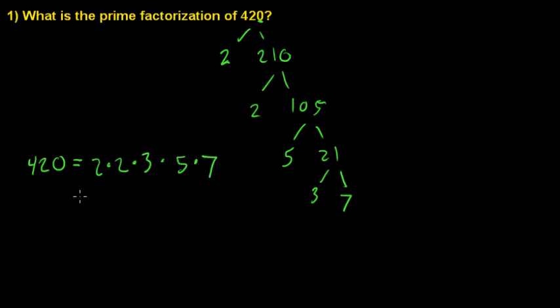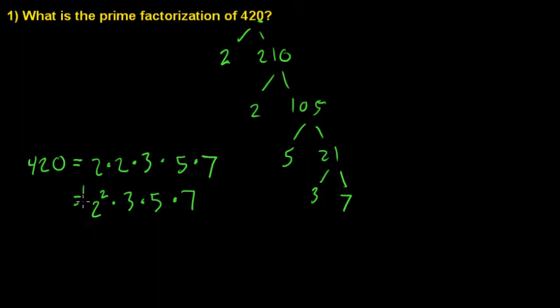Okay, or we could say in exponential notation, 2 squared, because we have two 2's, times 3 times 5 times 7. And if we actually multiplied this out, it should equal 420. Let's see. 4 times 3 is 12. 12 times 5 is 60. 60 times 7 is 420, and it does.